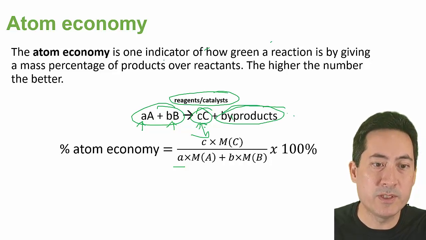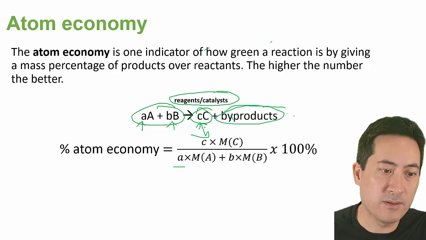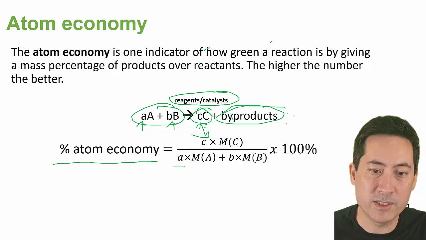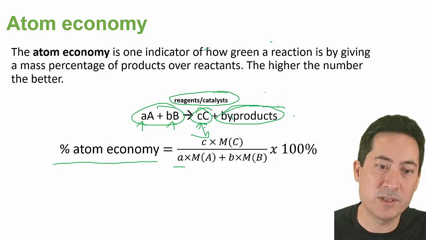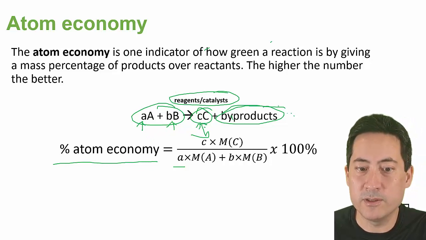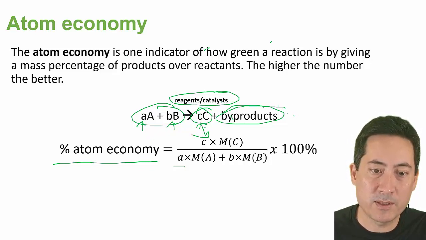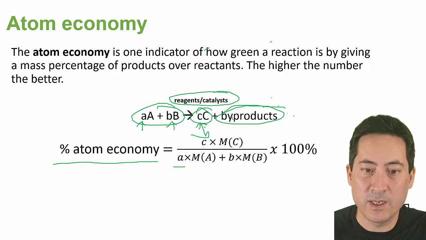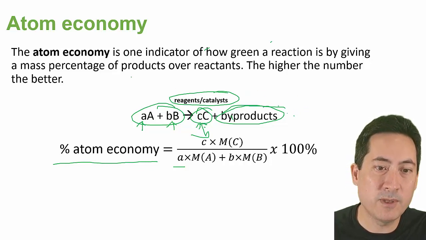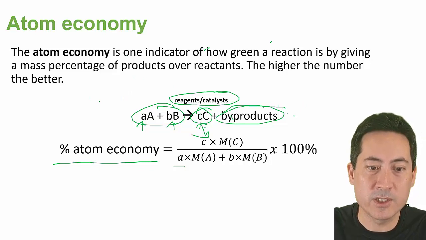And as you saw in the previous video, just because it has a good atom economy does not mean the reaction is safe. The byproducts might be dangerous. This particular one with high atom economy may have other issues, such as how well products can be disposed of, or how much energy it used up. So it's only one indicator of how green a reaction is.